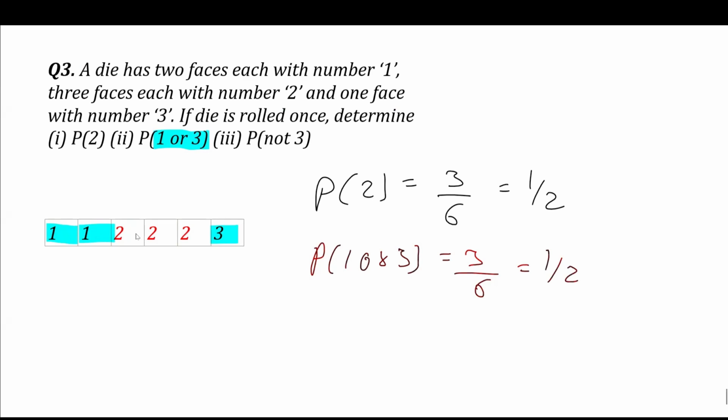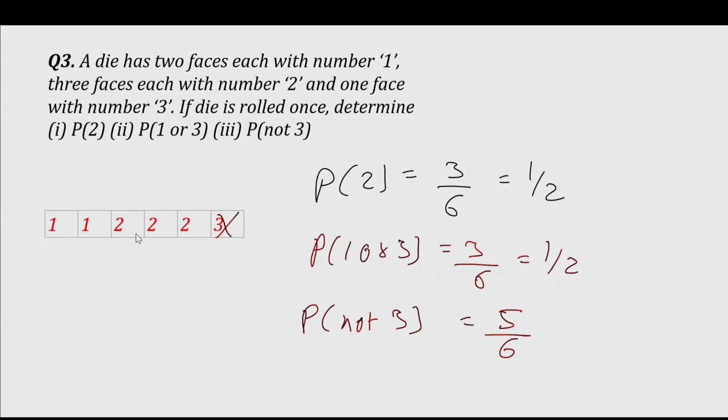And not getting 3, that means it should not be 3. So that means the remaining 5. So P(not 3) should come as what? 5 out of 6. Right. That way we can do it. 5 by 6 cannot be reduced, so we'll say this is the answer.